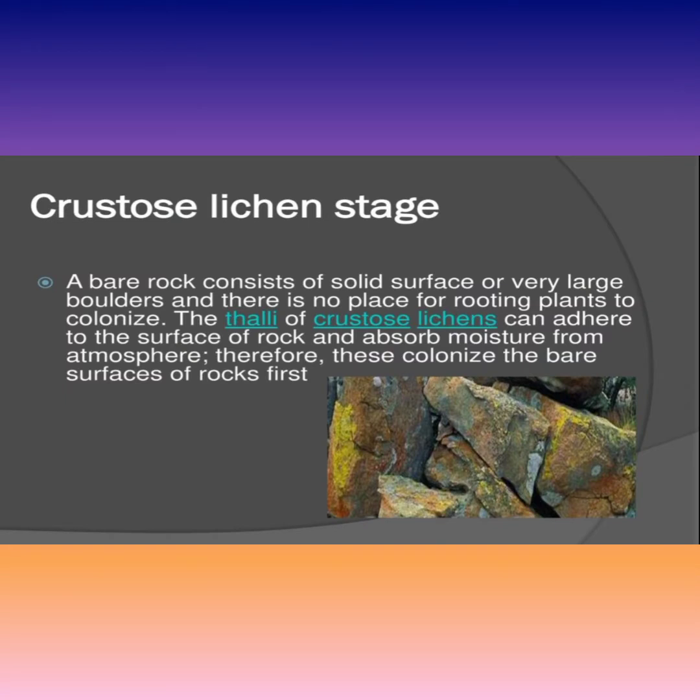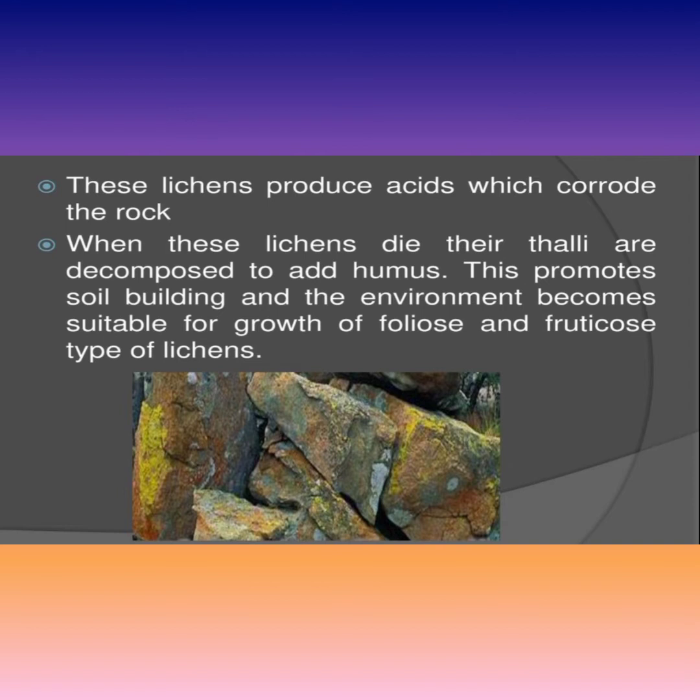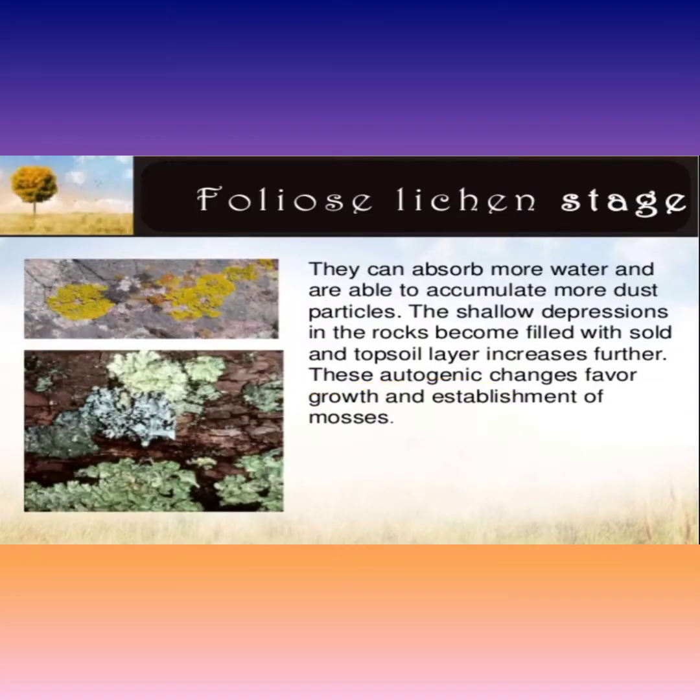Crustose lichen: a bare rock consists of a solid surface or very large boulders, and there is no place for rooting plants to colonize. The thalli of crustose lichen can adhere to the surface of a rock and absorb moisture from the atmosphere. Therefore, they colonize the bare rock surface first. These lichens produce acid which corrodes the rock. When these lichens die, their thalli are decomposed and add humus. This promotes soil building, and the environment becomes suitable for the growth of foliose and fruticose types of lichen. They can absorb more water and accumulate more dust particles. Thus the shallow depressions in the rock become filled with soil and the topsoil layer increases.